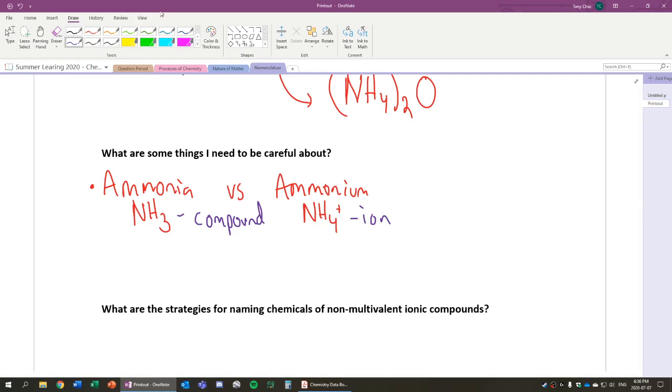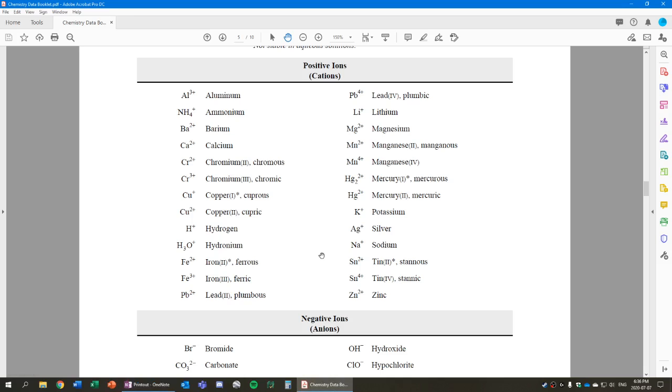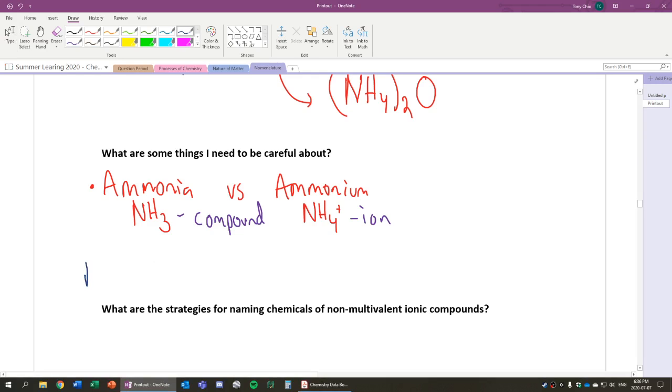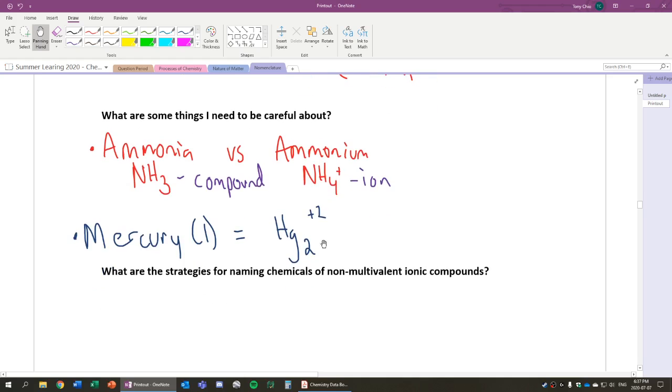The other one we need to be careful about is in the polyatomic ion section, right here. Mercury 1 is Hg2 2+. Now why is mercury 1 that? But wait, if the Roman numeral tells the charge, why is it plus 2? Well, it's because there are 2 mercuries, and if the total charge of these 2 mercuries is plus 2, then a single mercury is plus 1. So that's what's going on here.